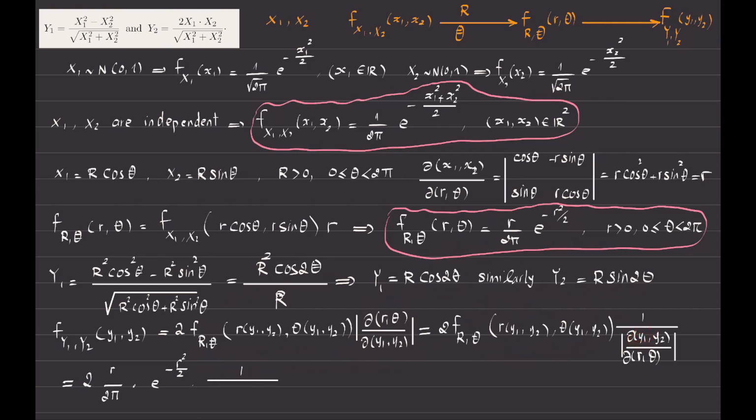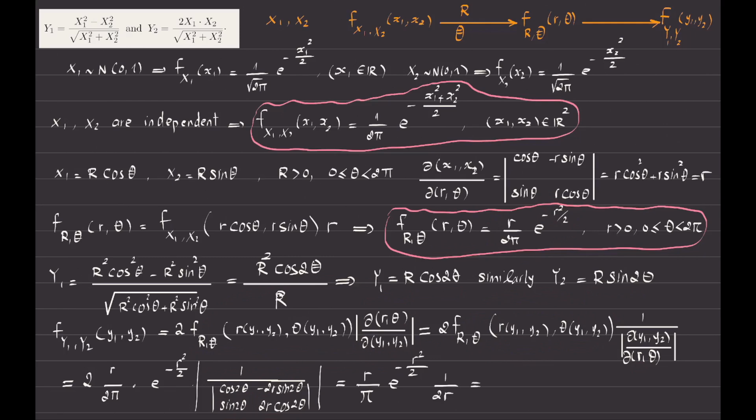So the partial derivative of y1 with respect to r is cosine 2 theta. The other one will be minus 2r sine 2 theta if I differentiate it with respect to theta. And for y2 it becomes sine 2 theta, and then plus 2r cosine 2 theta. Yes, and then of course I have to take the absolute value. If I continue, I simplify the 2, so it becomes r over pi e to the power of minus r squared over 2. And if I calculate that determinant, this multiplied by that minus this multiplied by that, it gives me simply 2r. Because r is positive, I don't need the absolute value, so it becomes 1 over 2r.